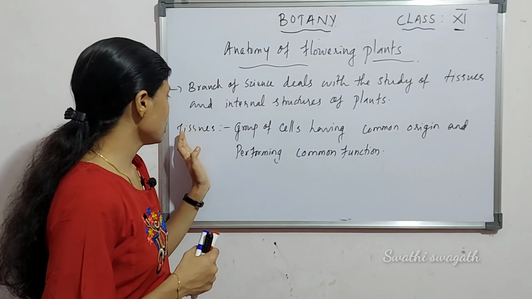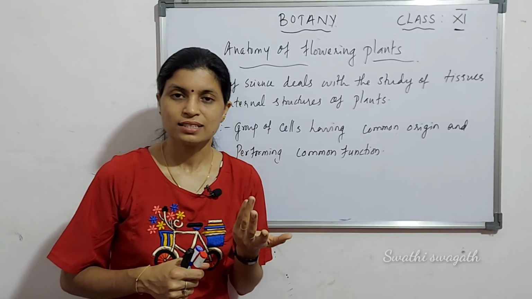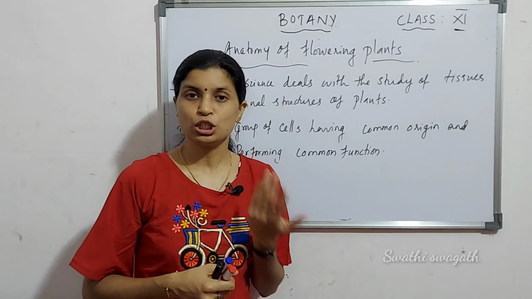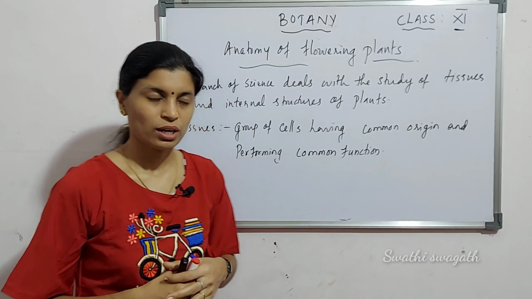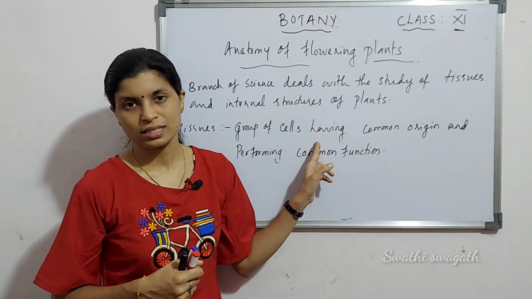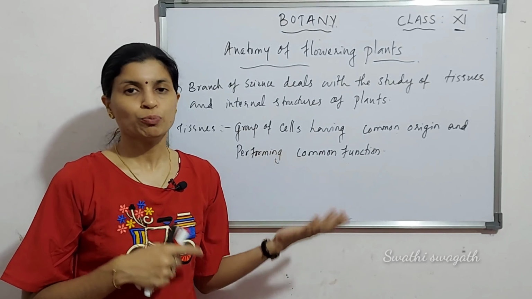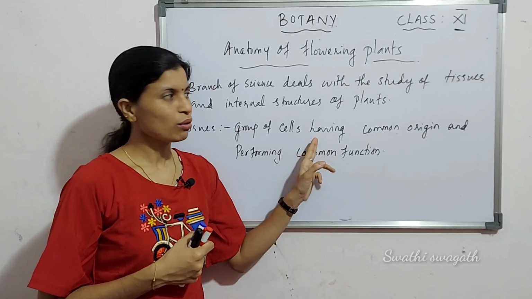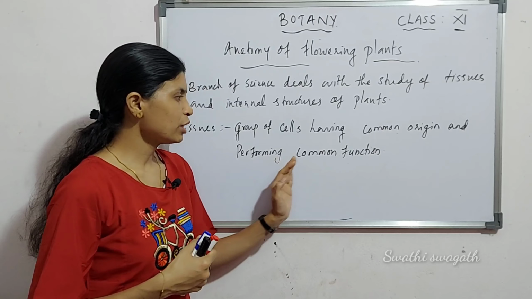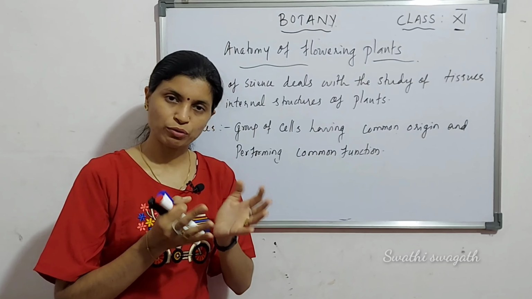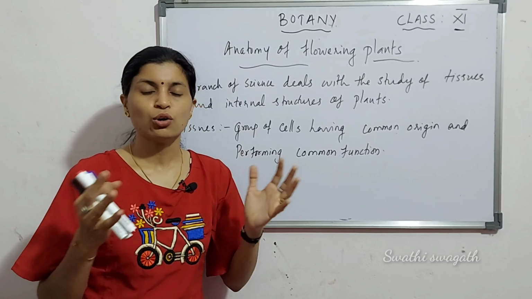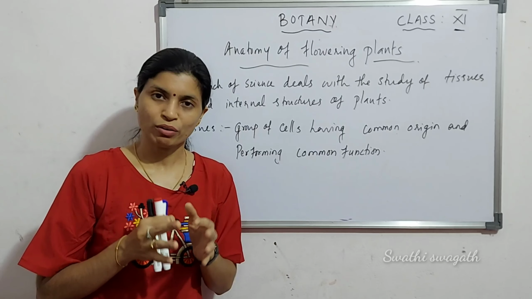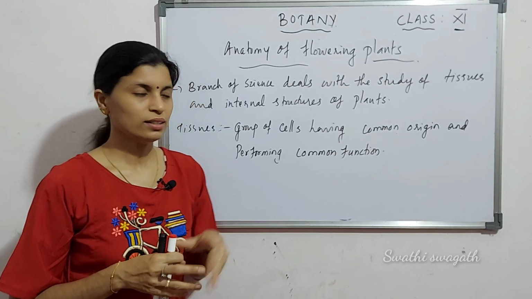Next, what do you mean by the term cell? Cell is the basic fundamental unit of life, we know. And what do you mean by the term tissue? Tissues are a group of cells. A single cell is there, and a group of cells we call tissues. A group of cells having common origin and performing a common function. If all the cells originated from a single common cell and they perform a common function, such a group of cells is called a tissue.